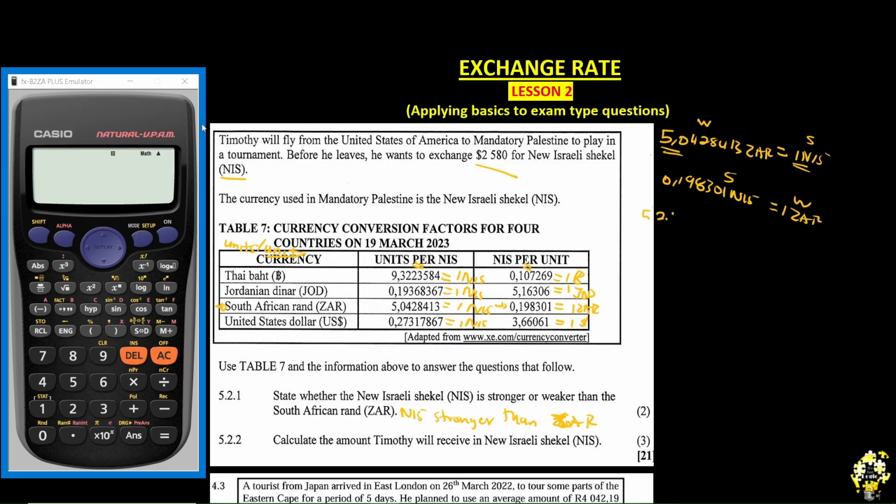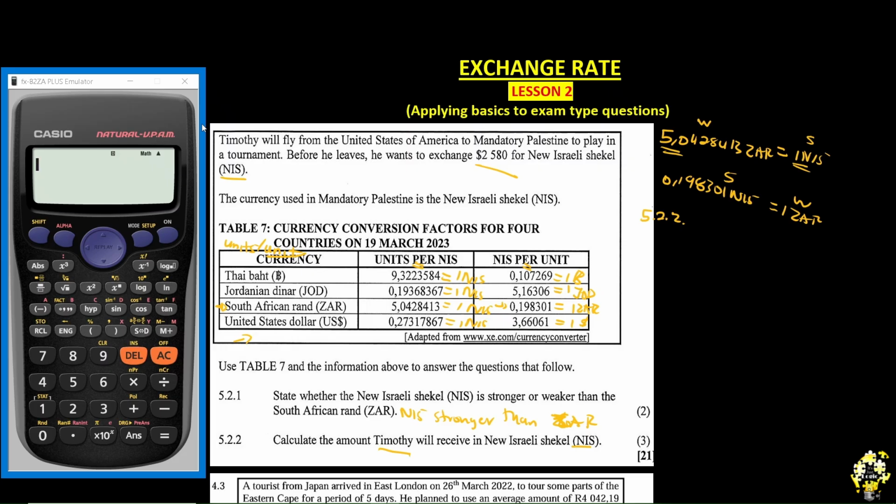It's 5.2.2. Calculate the amount Timothy will receive in new Israeli shekel. Remember, he's from the United States, so it's 2,580. We have to convert. This is the conversion rate that we will be using. We are going to use both of them. I want to show you something with using both of them. It might be slightly different, but it has to be the same at the end of the day.